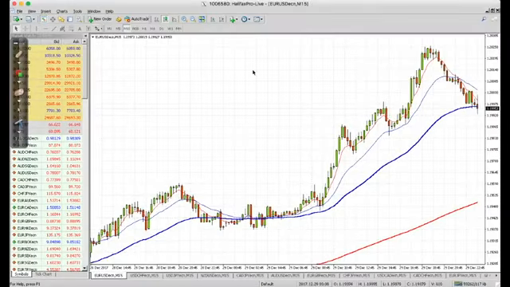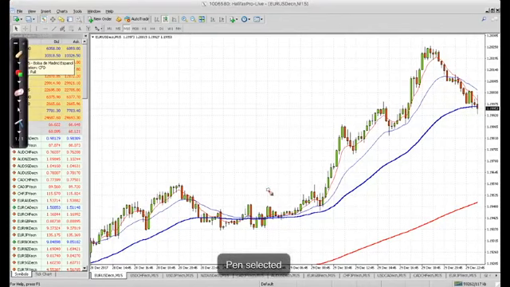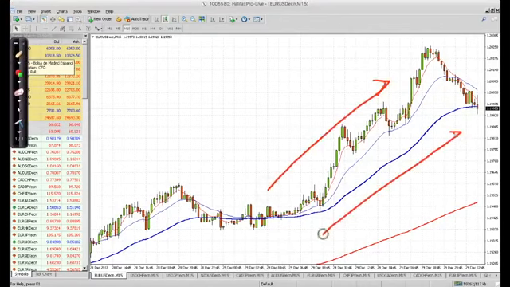Now, oftentimes you find support and resistance levels when the price is going sideways in a consolidation. When it's in a very clear uptrend or clear downtrend, you don't really see support and resistance levels as much. You want to see a sideways pattern. Over here you can see the price is pretty much on an uptrend, so I don't really look for support and resistance at this level.